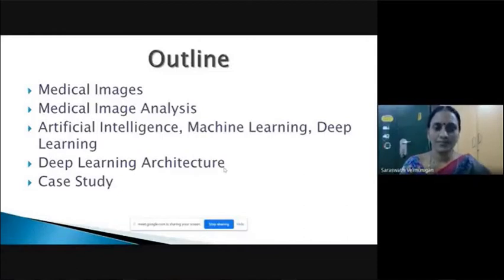Okay. So doctors are there, then why is there a need to analyze these images? There may be a big question mark. Am I right?